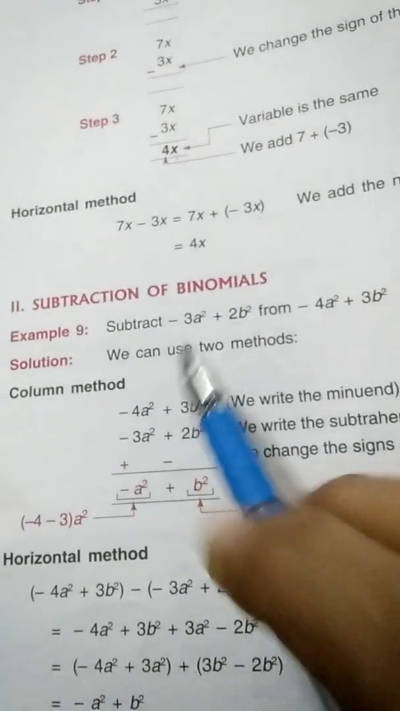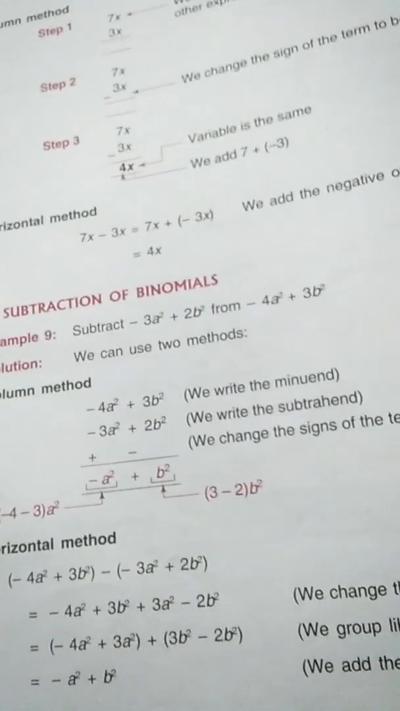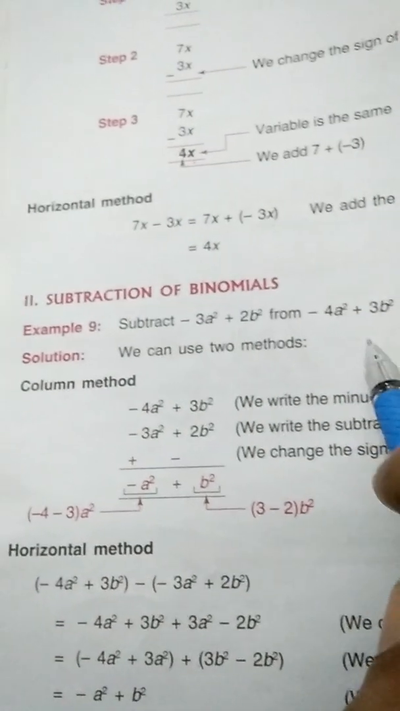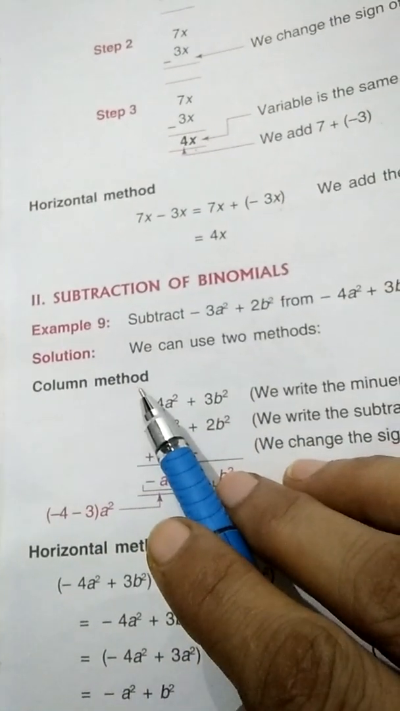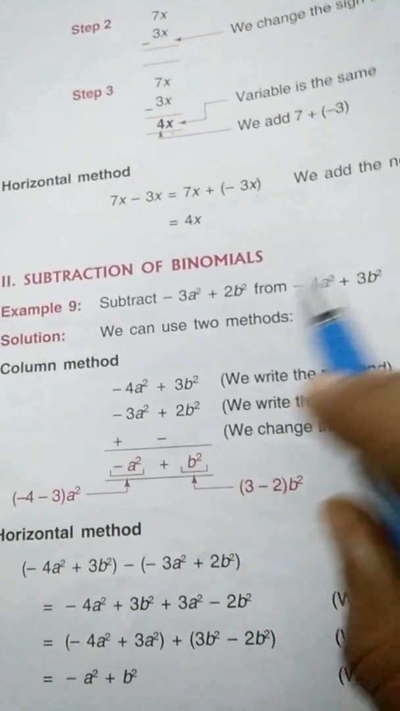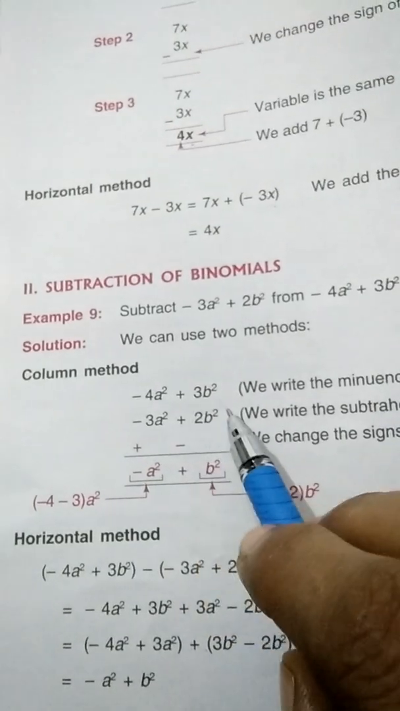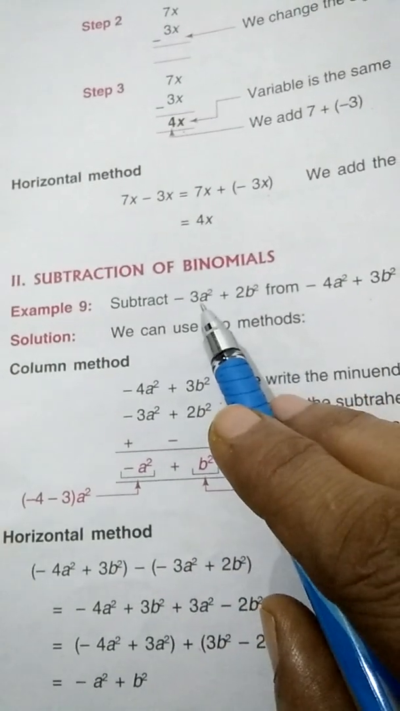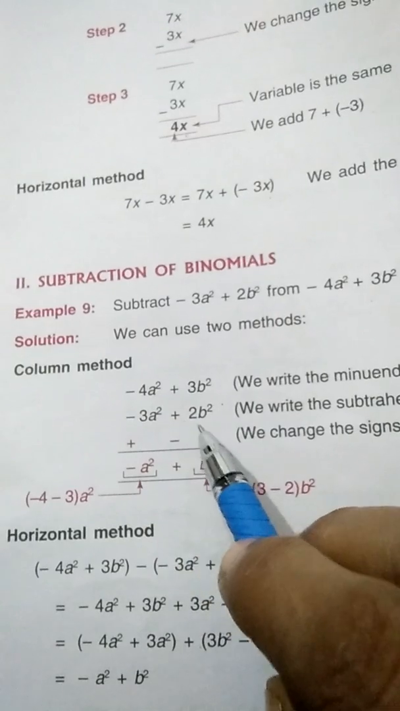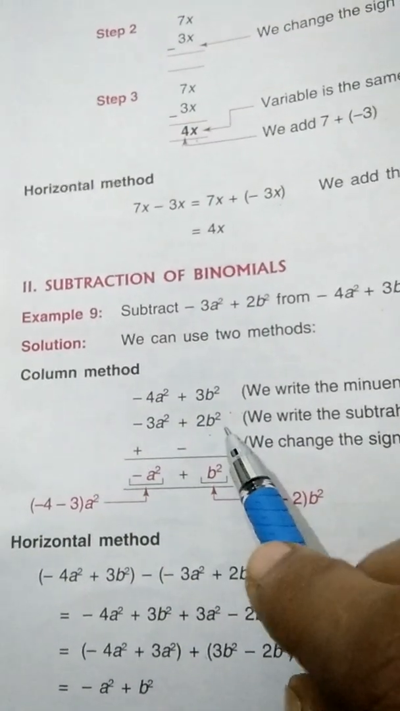Okay. Now subtraction of binomials. Subtract minus 3a square plus 2b square from minus 4a square plus 3b square. So by column method we are going to subtract first. Then we write this number, firstly minus 4a square plus 3b square. Then we write this expression, minus 3a square plus 2b square. Then we change the sign of the subtrahend.